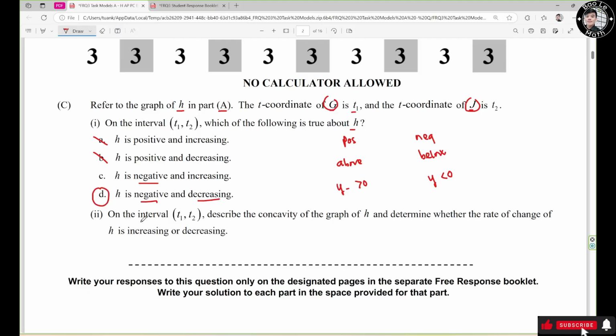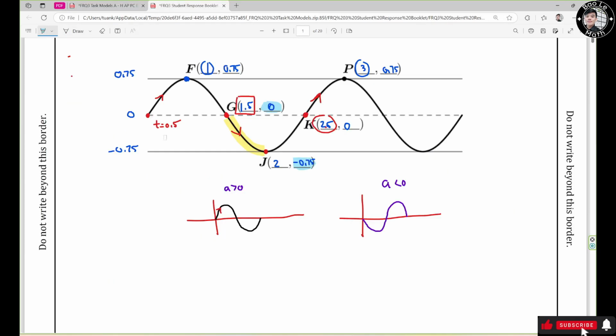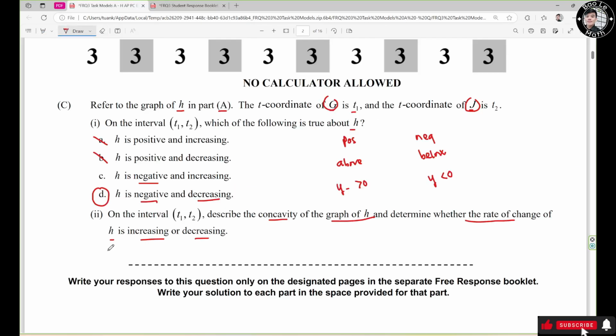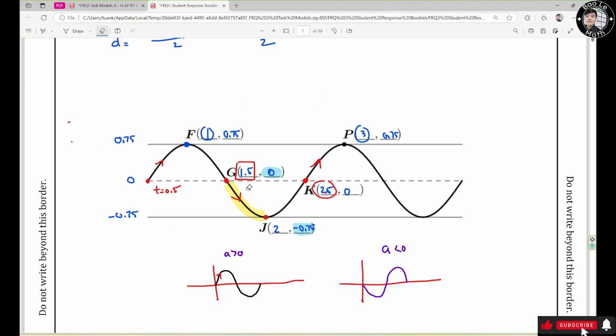Question C, 2i. On the interval t1, t2, describe the concavity of the function h and determine whether the rate of change of h is increasing or decreasing. Alright, so we look at this one right here. The function is concave up. Now you need to say the graph of the function h is concave up, and the rate of change is increasing, because the function is concave up.